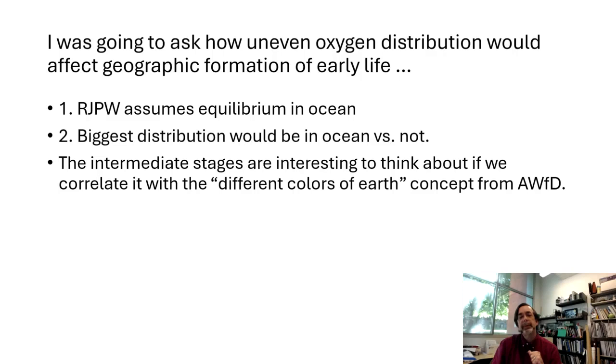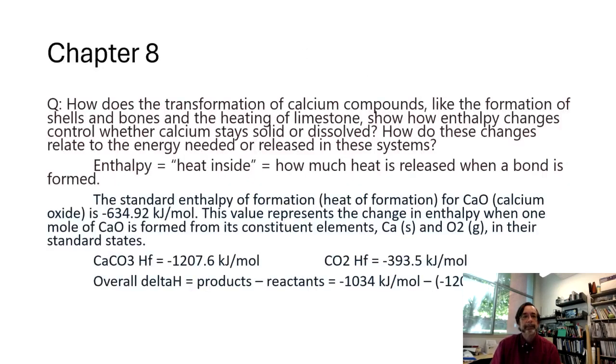And I also want to put this together with the different colors of Earth concept from A World from Dust. Probably some of those colors are kind of outdated, but I do want you to think about how there are global changes and then there are local changes. The fact that we have anaerobes at all right now suggests that they are able to hide away. They are able to be a local environment in an oxygen-poor region. So it definitely would affect things. It's just that it would kind of affect everything.